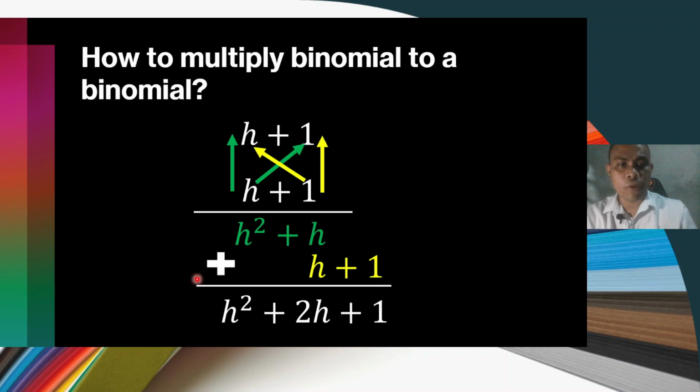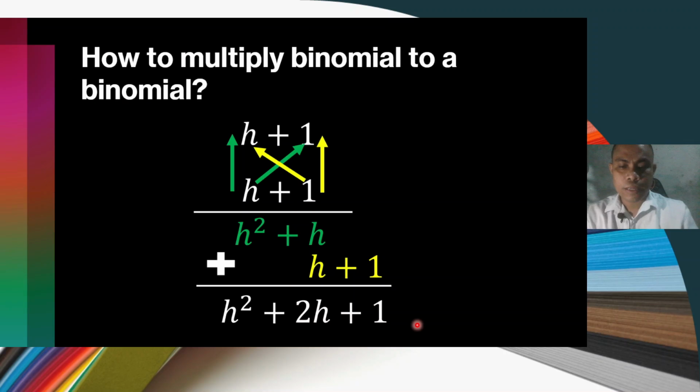Then don't forget, our operation is plus. You're going to add. So, wala namang kalaban ito. Just bring it down, then copy. H plus h is equivalent to 2h. It is 1 plus 1 dito is equivalent to 2. Then, bring down plus 1.